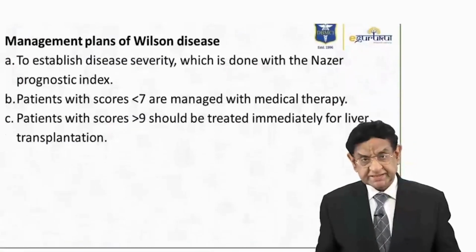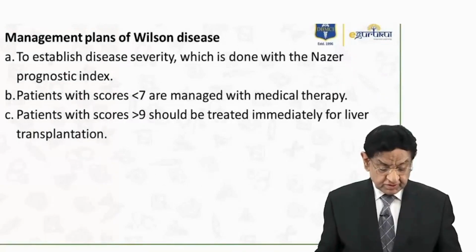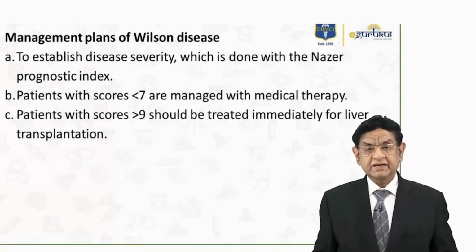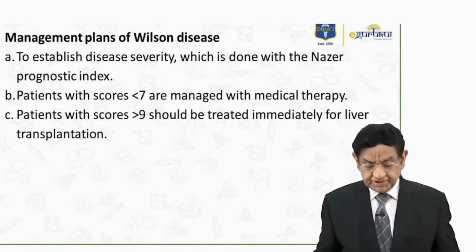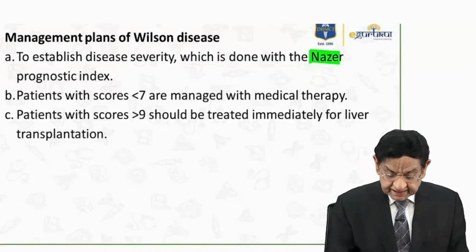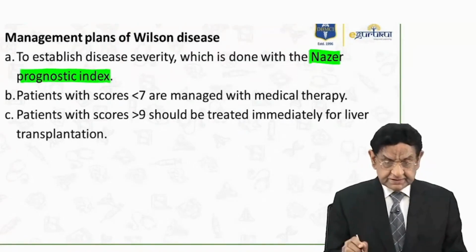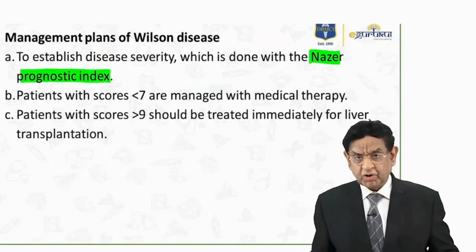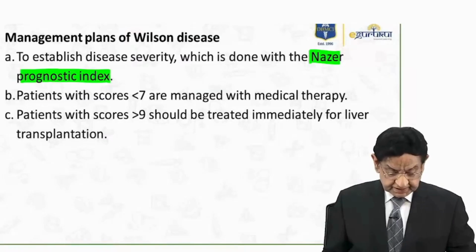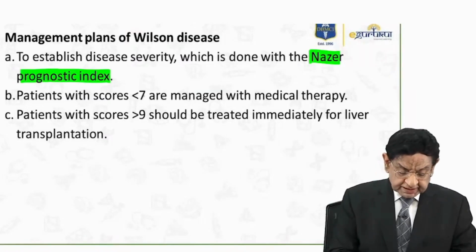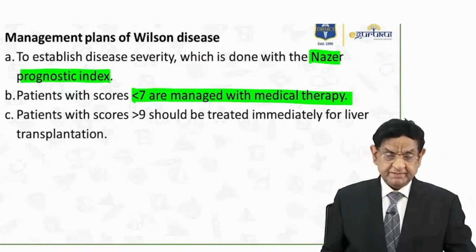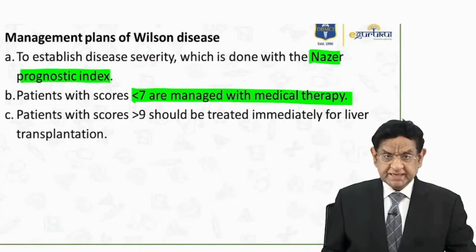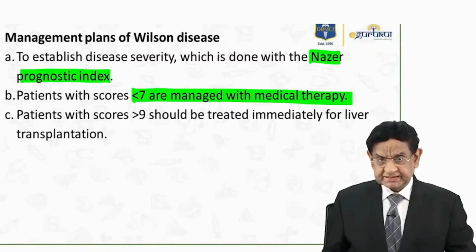Now, how to manage this case of Wilson disease? Whenever we diagnose a case of Wilson disease, we have to assess severity. For that, we use Nazer criteria. This is a keyword. We use the Nazer prognostic index. If the score is below 7, you try to manage by medical therapy. And what medical therapy, I am going to discuss in the next slide.